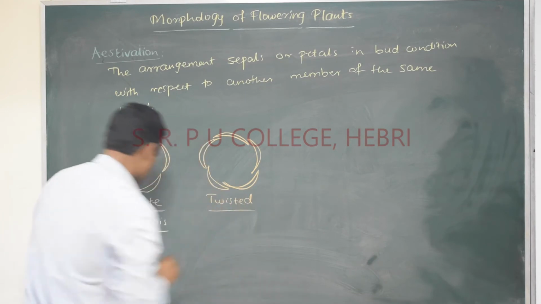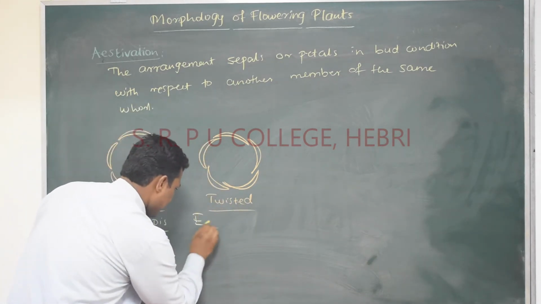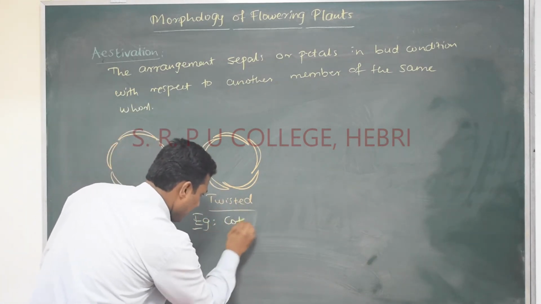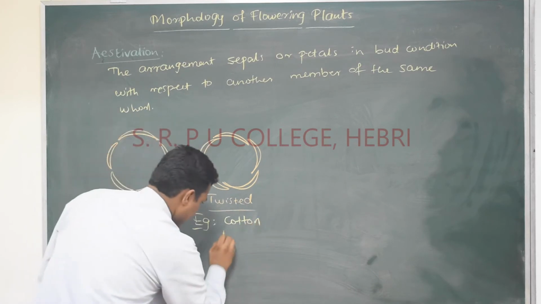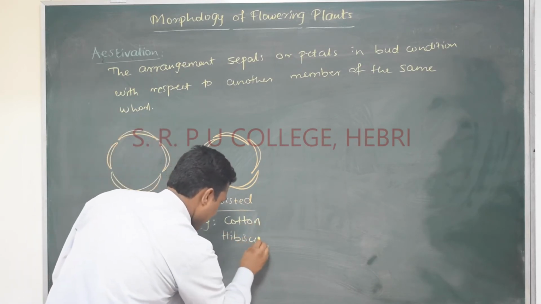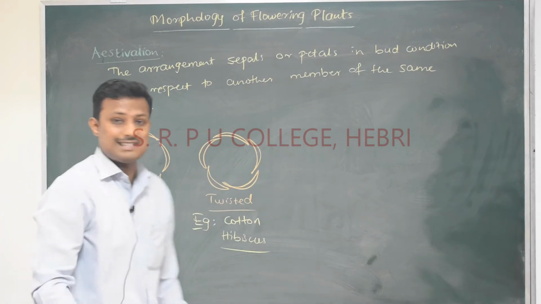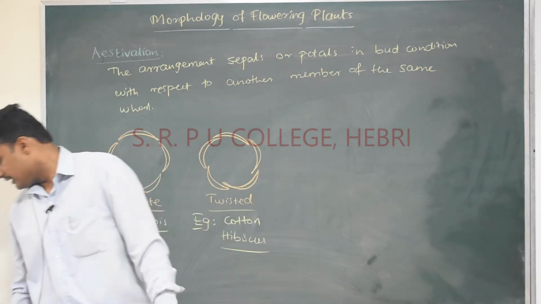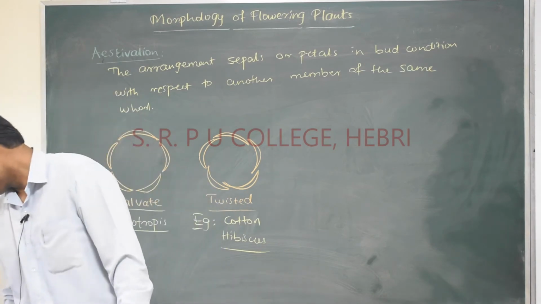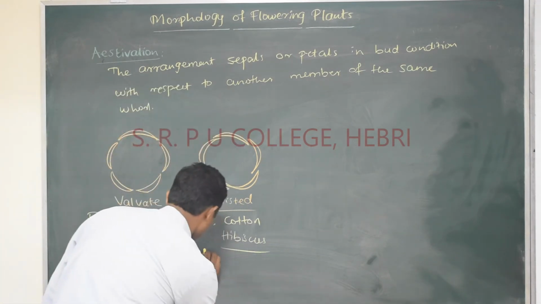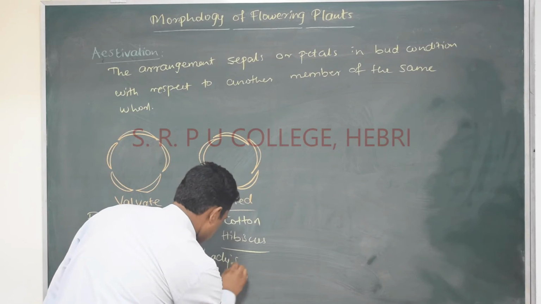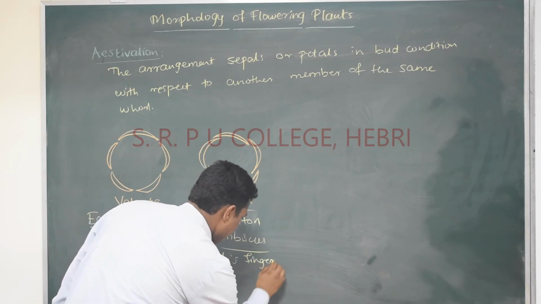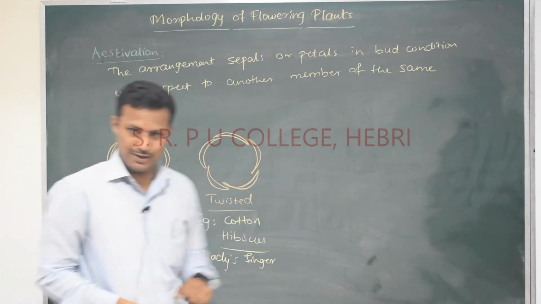Twisted aestivation. An example for this one is cotton, hibiscus. Hibiscus is also called China rose, that is its common name. And one more example for the twisted aestivation can be lady's finger. Lady's finger can be another example for twisted aestivation, right?